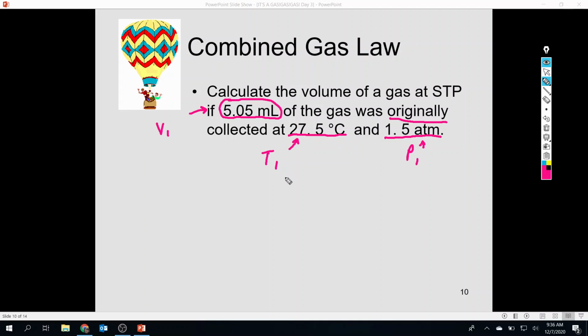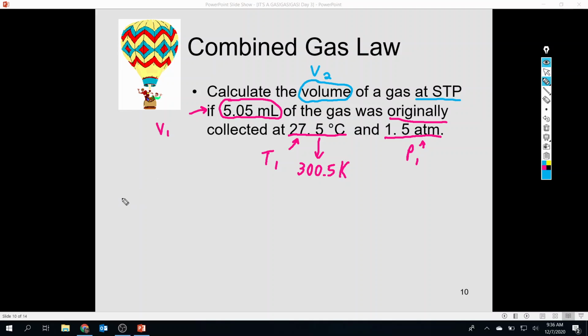All right, so volume, temperature. Now let's see, this is 27.5 degrees Celsius. I'm going to go ahead and convert that to Kelvin, and I'm just going to add 273. So 27.5 plus 273 will be 300.5 Kelvin. All right, so we have that. And it wants us to calculate the volume. Remember, this is going to be at condition 2. So this is going to be V2, and then at STP, which is standard temperature and pressure.